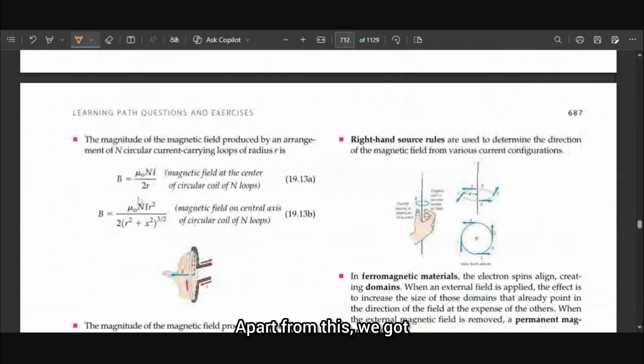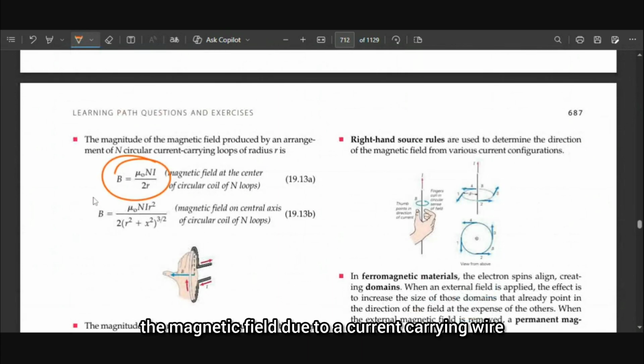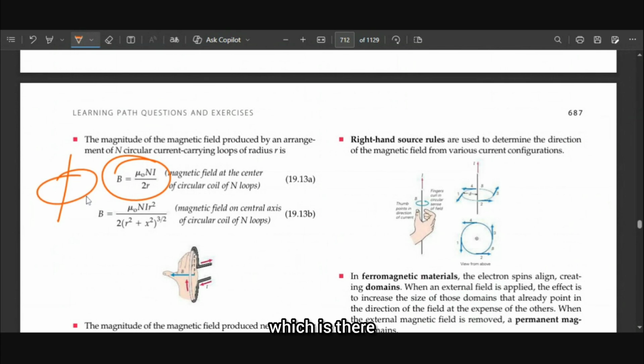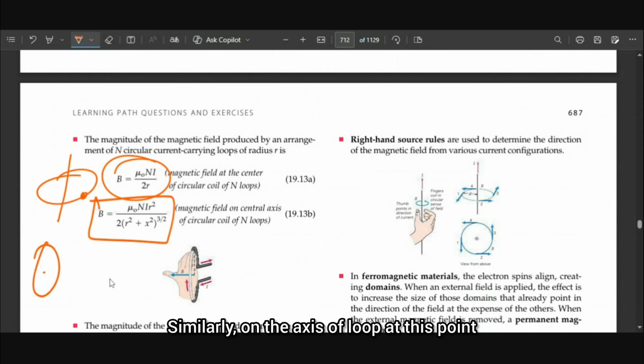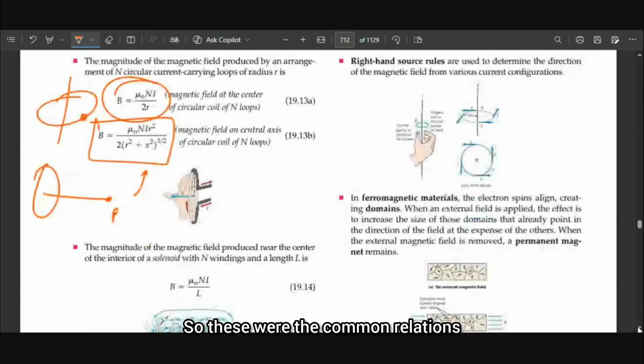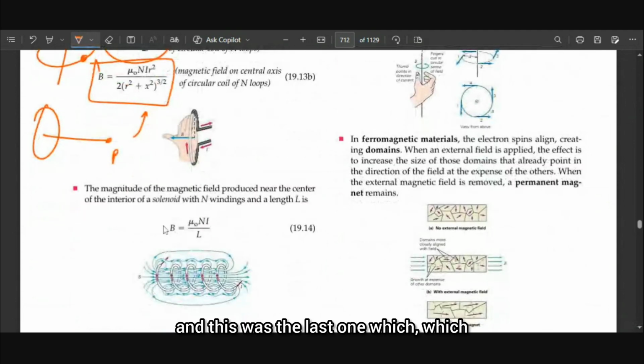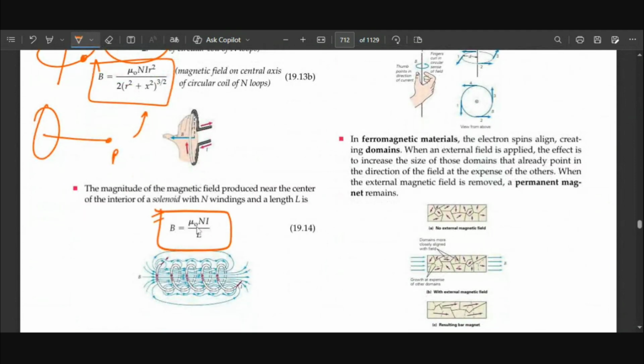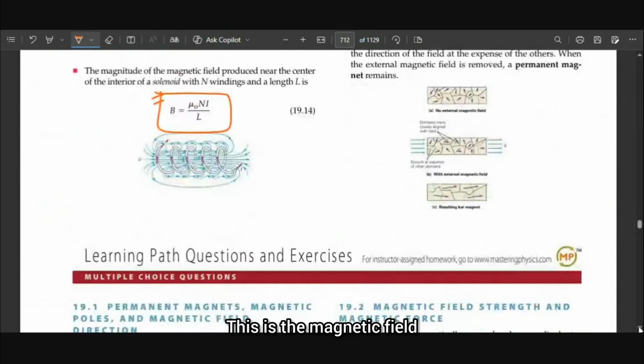Apart from this, we got the magnetic field due to a current carrying loop, which is going to be mu naught N I by 2r. Similarly, on the axis of a loop at this point, we also understood what the magnetic field is going to be. So these were the common relations that we'll be using. And the last one which we just solved is mu naught N I over L, the magnetic field inside a solenoid, or you can say at the center of the solenoid.